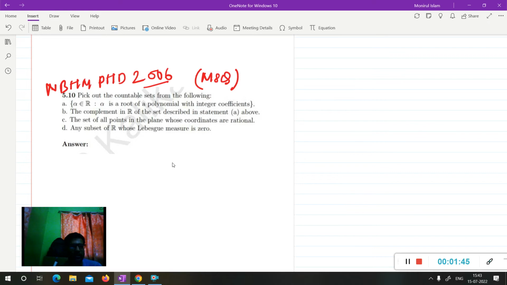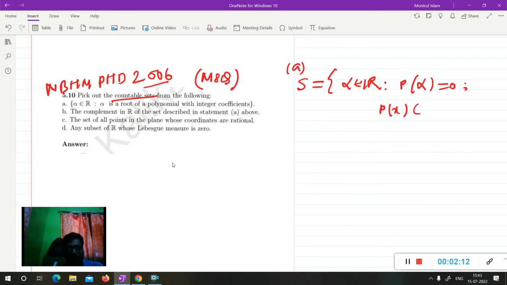Pick the countable sets from the following. How many sets are countable? All of these are sets. See, option A, I am naming it S. It says that alpha belongs to R such that alpha is a root of a polynomial with integer coefficients. Means P(alpha) = 0, while P(x) is a polynomial with integer coefficients. You can say P belongs to Z[x], meaning P is a polynomial and its coefficients come from the integers.